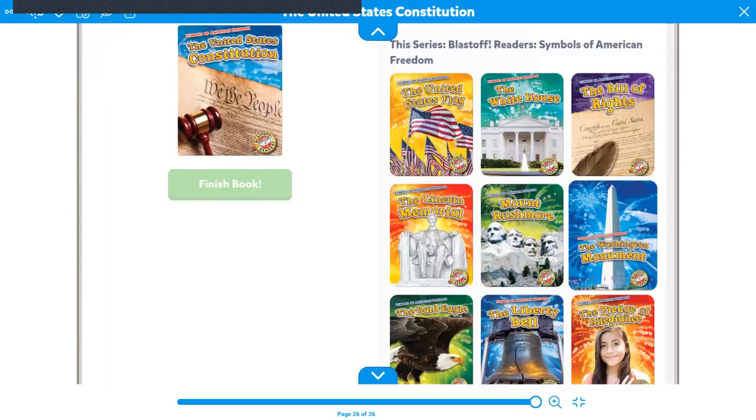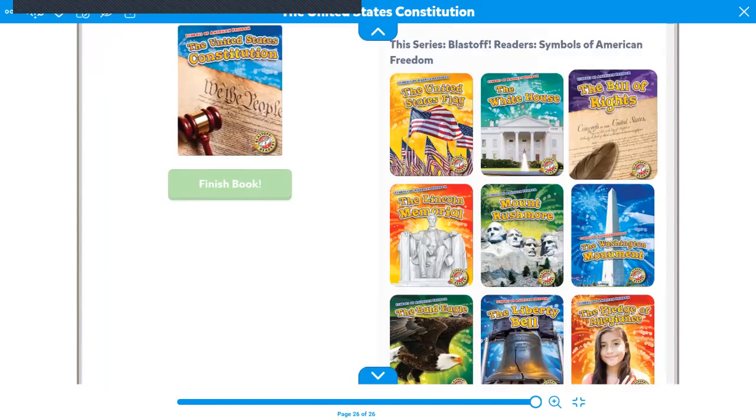And that's the end of this book. If you enjoyed this book, you can read more books just like this one on EPIC, including the Bill of Rights, which we learned a little bit about today.